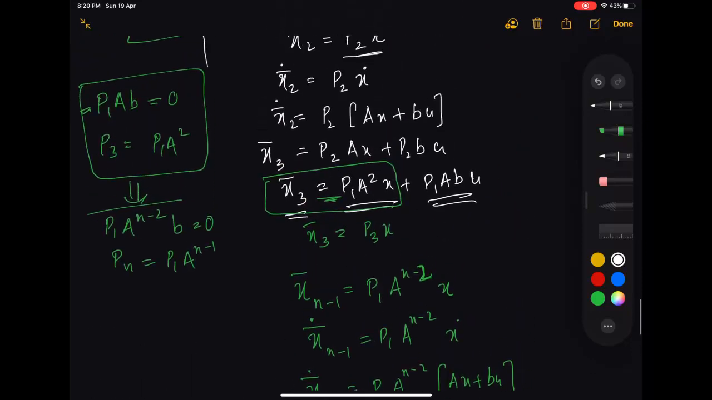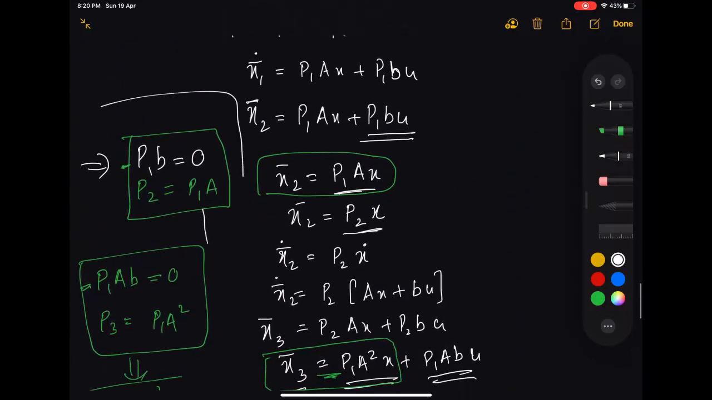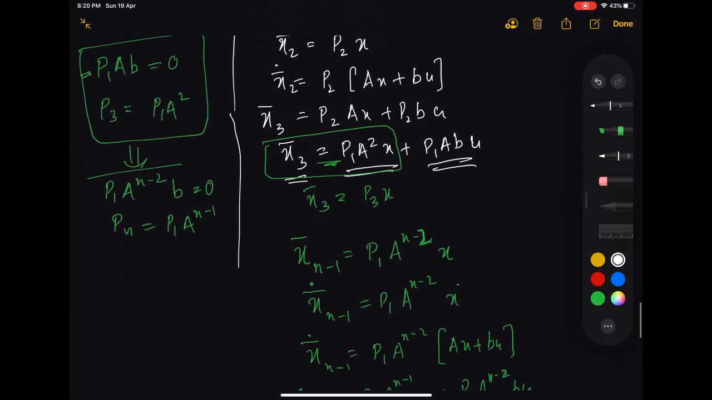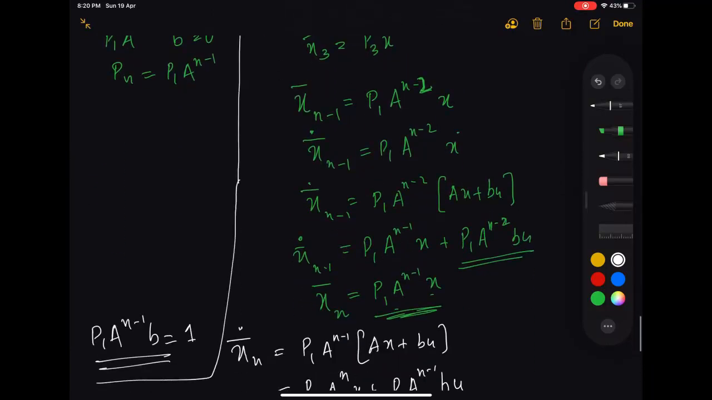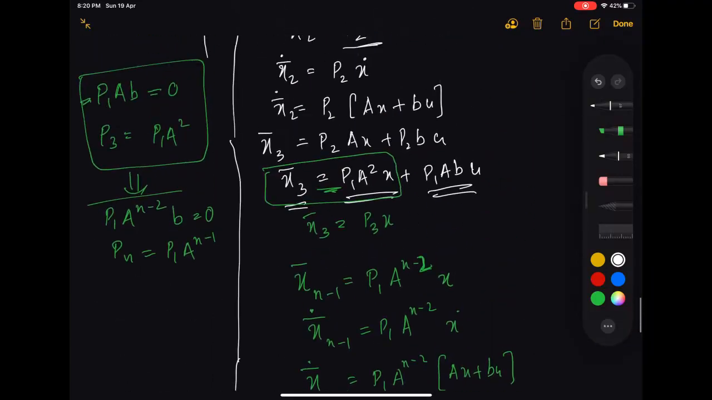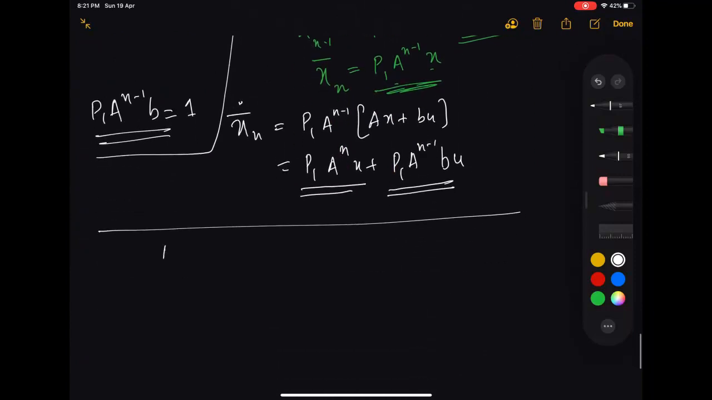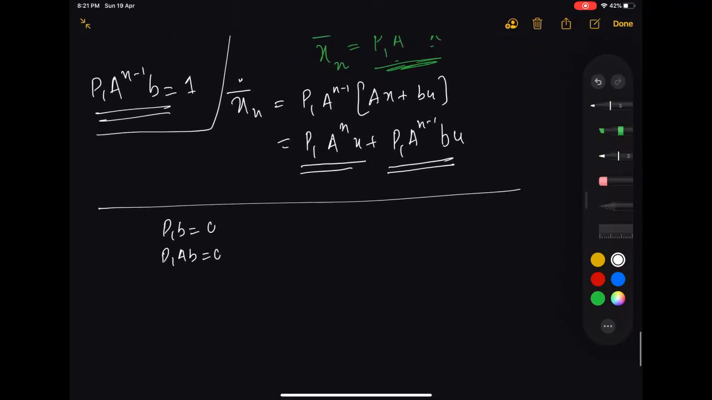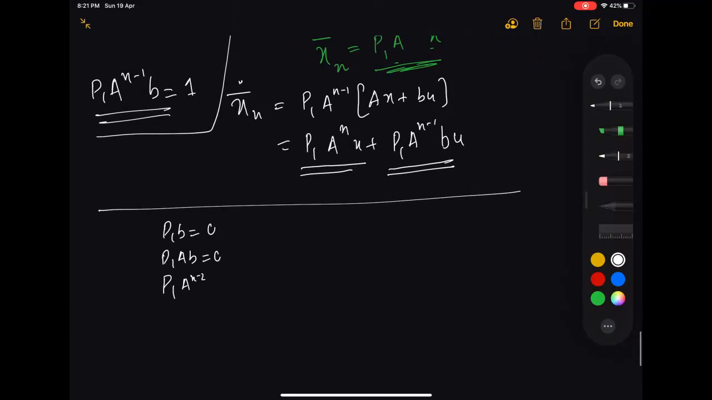So if you collect all this information that you have gathered here on the left half side up to this point, what would you write? You write, starting from here, p1b is equal to 0, p1ab is equal to 0, up to p1 an minus 2b is equal to 0, but this last term here, p1 an minus 1b is equal to 1. This is one thing that you'll write.